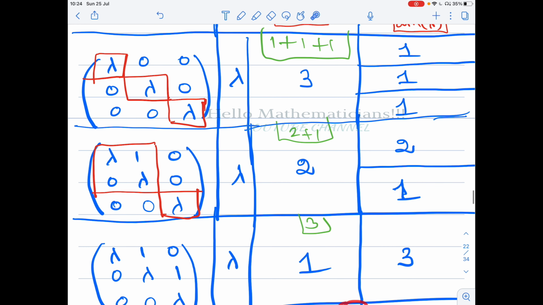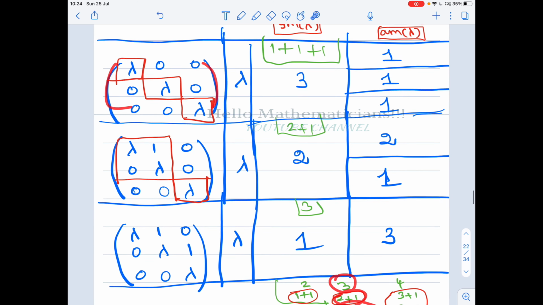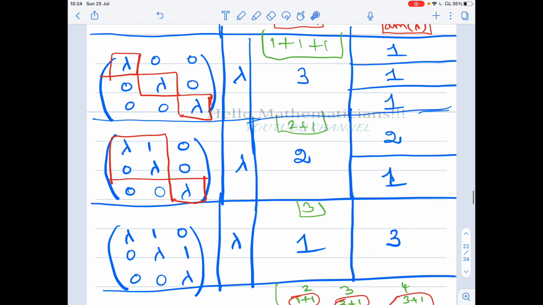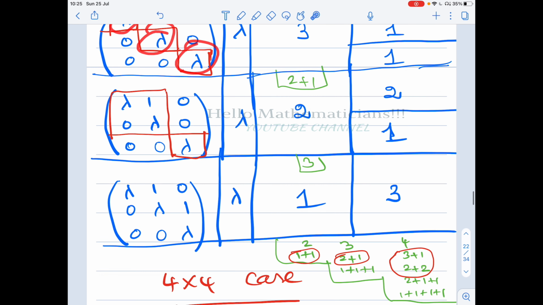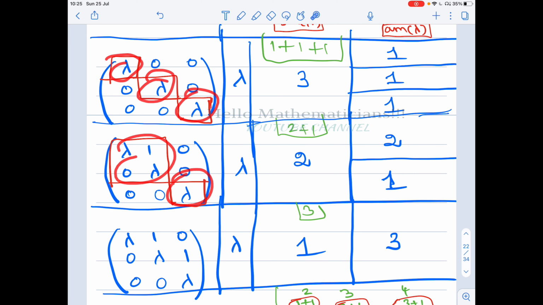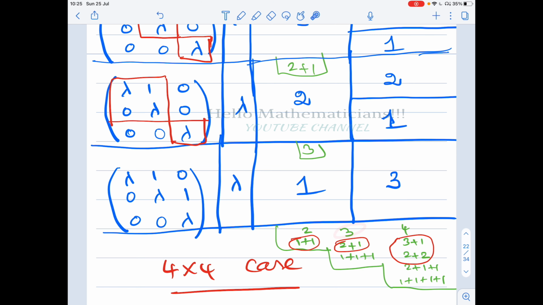If it is a 3 by 3 matrix and you split it into block matrices, then when you look at the sum of the block sizes, it will give you a partition of 3. For example, this corresponds to 1 plus 1 plus 1, this corresponds to 2 plus 1, and this corresponds to 3. This is a partition with only one part, and this is a partition with three parts, 1 1 1. Each number is called a part.